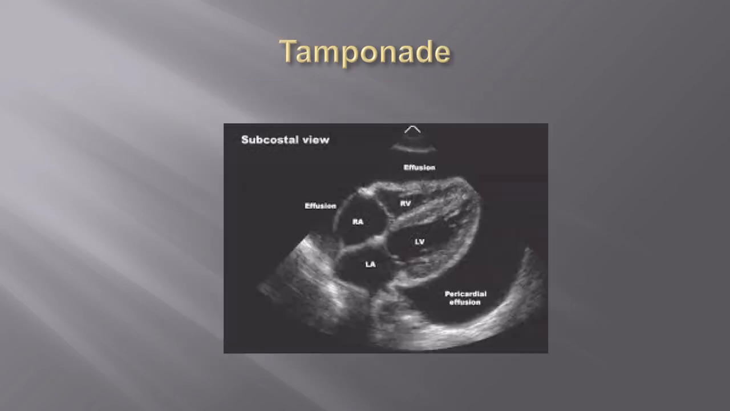Again, another one there. Right atria, left ventricle, right ventricle, and a huge effusion. And of course, if this person has distended neck veins, crappy looking EKG, hypotensive, and you can't hear their heart sounds, that would be tamponade.